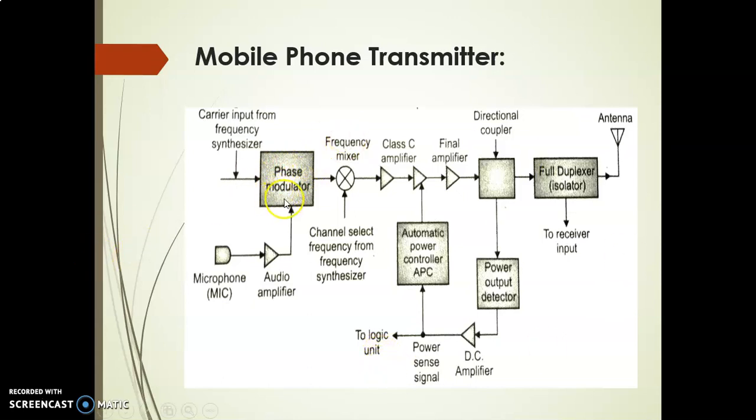First is the phase modulator. The phase modulator has two inputs. One input is the carrier input from the frequency synthesizer. As we have seen, the frequency synthesizer develops all the frequencies for the transmitter and receiver. One input comes from the frequency synthesizer to the phase modulator, and the second input is from the microphone, which amplifies the audio signal and gives it to the phase modulator. Then the output of the phase modulator is given to the frequency mixer.